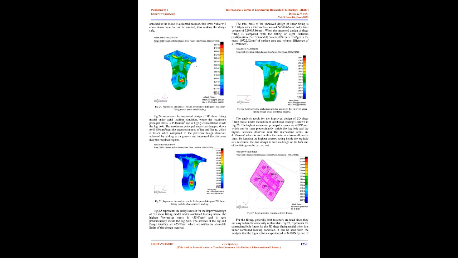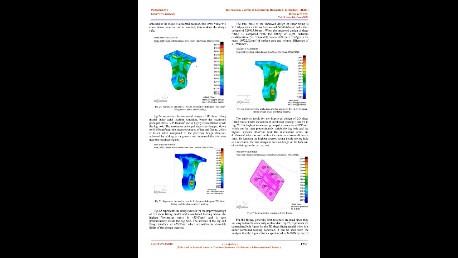Fig. 26 represents the analysis results for the improved design of the 3D shear fitting model under combined loading. The highest maximum principal stresses are 459 N/mm2, which can be seen predominantly inside the lug hole, and the highest stresses observed near the intersection areas are 418 N/mm2, which is well within the chosen material's allowable limit. By keeping the highest stresses acting inside the lug hole as a reference, the bolt design as well as the design of the fork end of the fitting can be carried out.